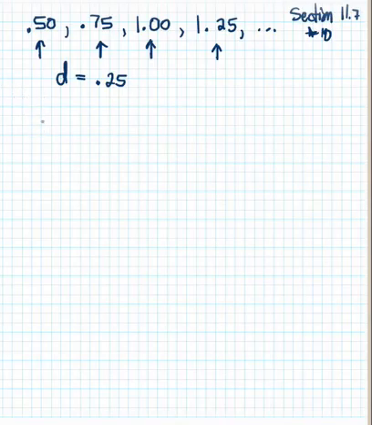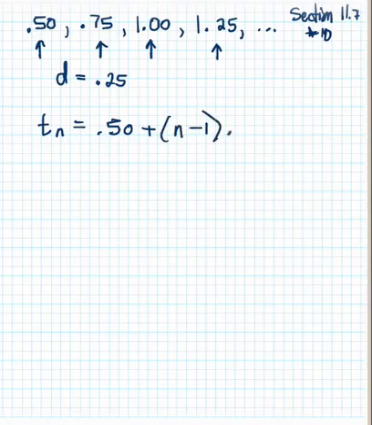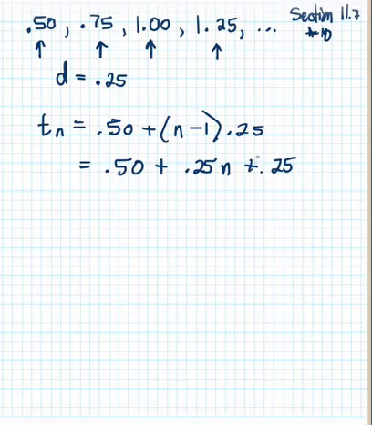All right, so keeping that in mind, the formula is going to be T sub n equals the first term, 50, plus n minus 1 times the common difference, 25. I'm going to go ahead and distribute, just because I like to do that, you don't have to. 0.25n minus 0.25, and then I could make that plus a negative. If I add the 50 cents plus the negative 25 hundredths, it's going to be 25 hundredths. So it's going to be 25 hundredths plus 25 hundredths n.